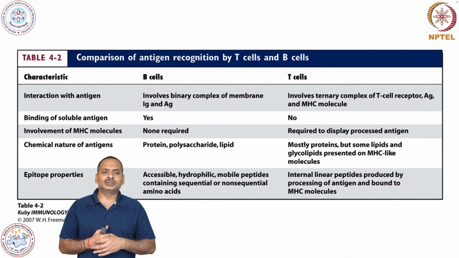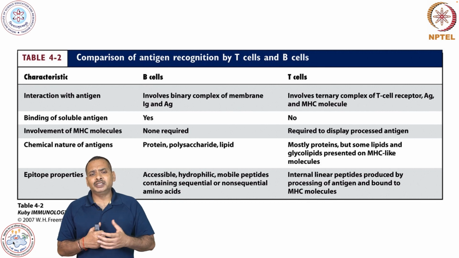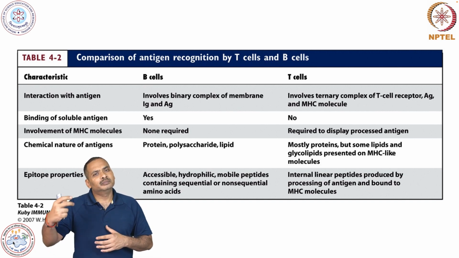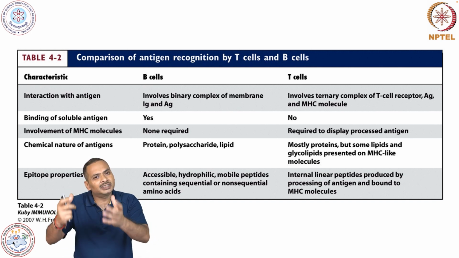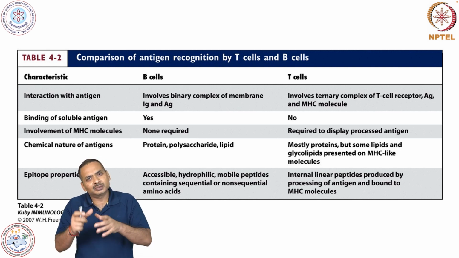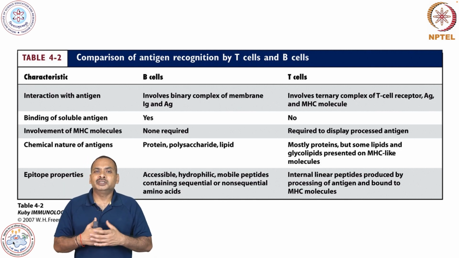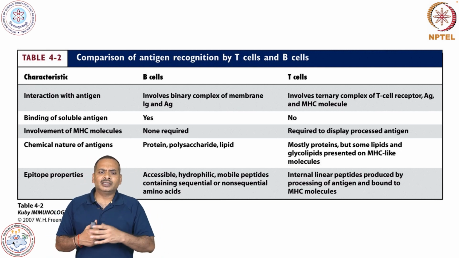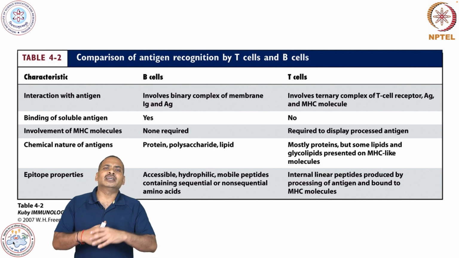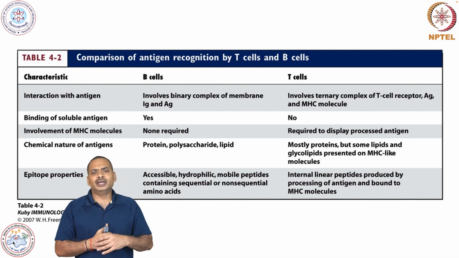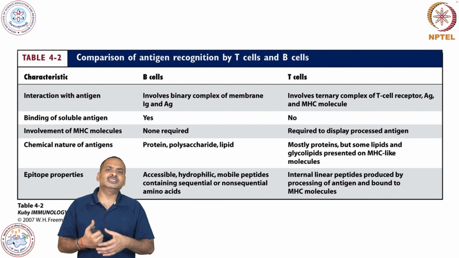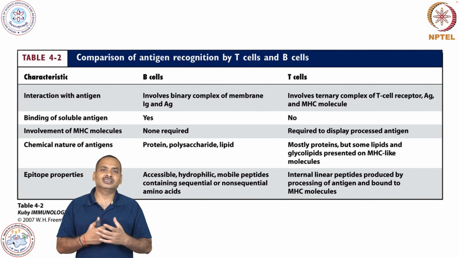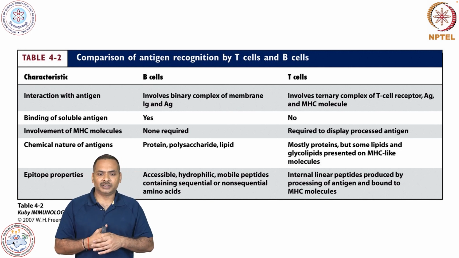Epitope properties. In the case of a B cell, the epitope is accessible by the BCR, or B cell receptor, which is basically the antibody present on the B cell membrane. As I told you, it is mainly a hydrophilic surface, and mobile peptides containing sequential or non-sequential amino acids. Now you can understand sequential and non-sequential amino acids.